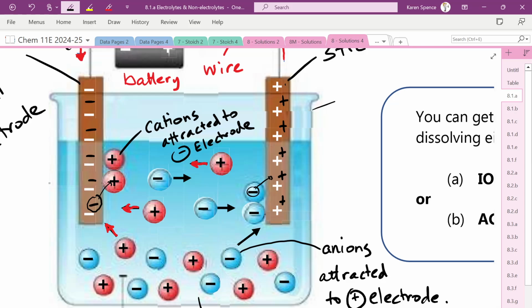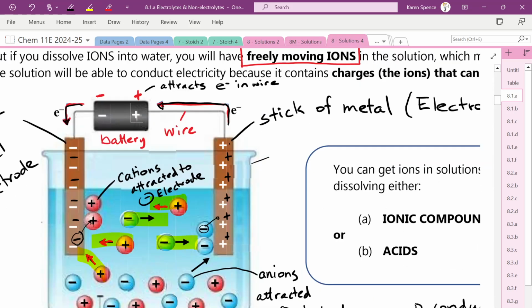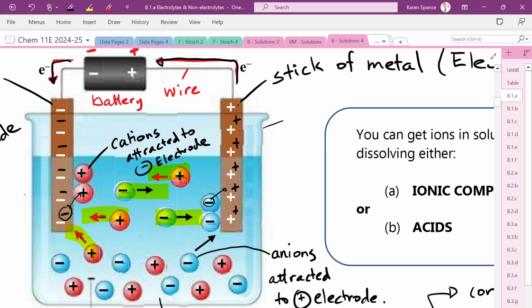Basically, as long as you get the idea that if electrons are moving counterclockwise, then the anions will also be moving counterclockwise. The cations are going to move in the opposite direction. They're going to move clockwise. And then we have a complete circuit. Okay, and that's why we call it an electrolyte, because it conducts electricity. All right, and how do you get this solution with freely floating ions? What do you have to dissolve in water?